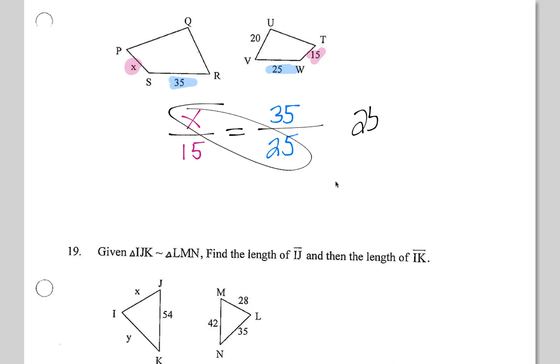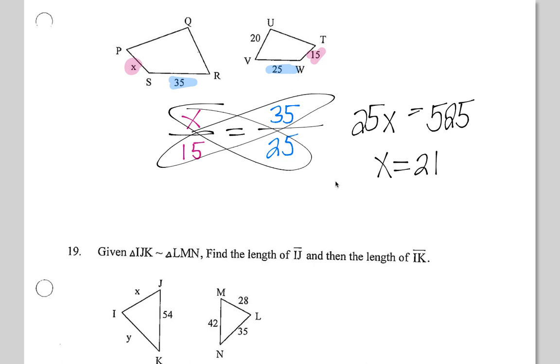So 25x equals 35 times 15, which is 525. Divide both sides by 25. We get x equals 21.